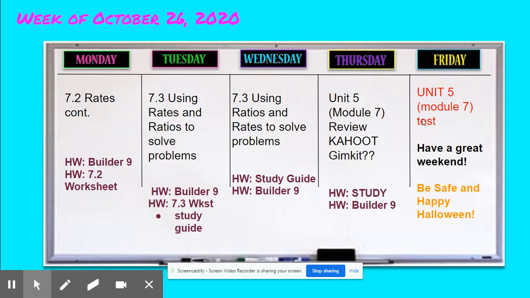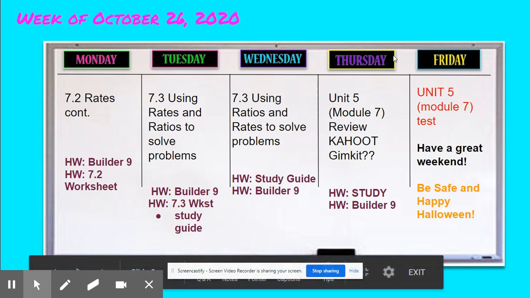You'll have your Unit 5 test, which is Module 7, which will be all of Module 7. It's about 16 questions, okay? So it's less than what we're normally used to. So that means more points per question. So if you miss a question, your score normally will be much lower than what it would be on a 20 question test. Okay, so that's our week in review.